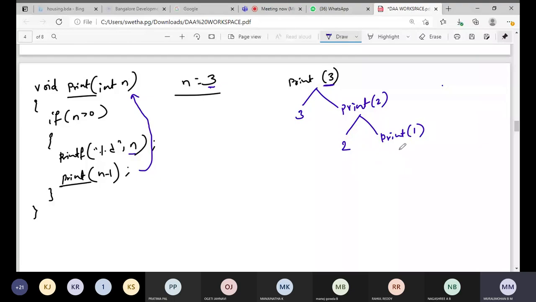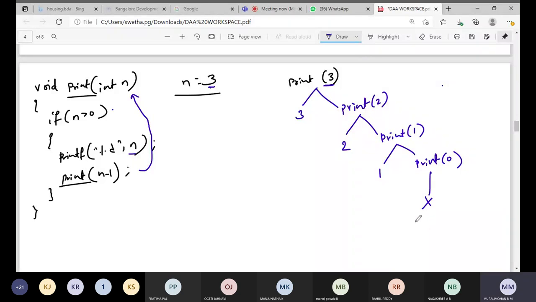So again, when we execute this, it will print 1. Again it will call print of 0. Now when we call print of 0, the condition fails, right? Is 0 greater than 0? No. So here it will stop the execution. Is it clear?